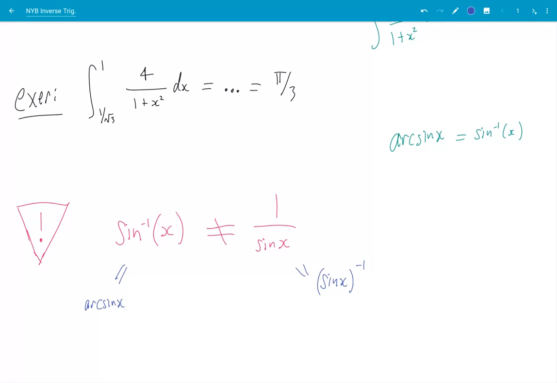But I want you to be aware of this because the textbook does use this notation along with cosine inverse of x, secant inverse of x. But if you want to follow me, you can just use arccos of x, arcsecant of x.